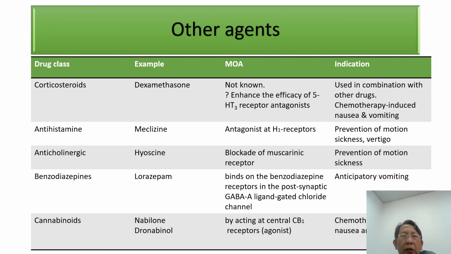All right. So that's all about antiemetic agents.